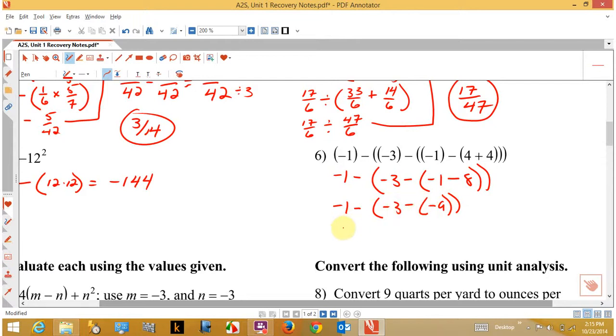Okay, continuing on, negative 1 minus, negative 3 minus a negative 9. That would be a negative 3 plus 9 would give me 6. So that's going to be negative 1 minus 6. I'm going to get a negative 7.